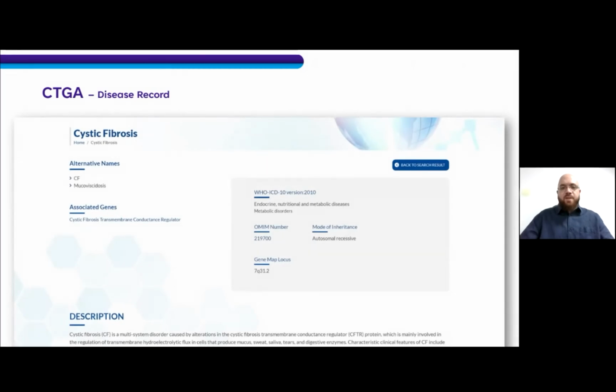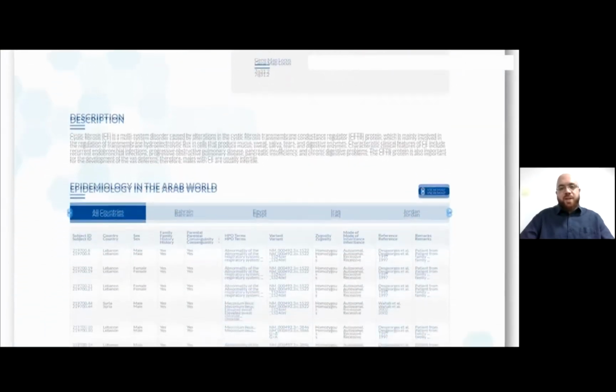All right, so here's a typical disease record. The page starts off with a brief classification of the disorder, including items such as second names and mode of inheritance. This is followed by a short description of the disease derived from OMIM. You'd also find the gene that's associated with the disease here, which is linked to its own page on CTGA. And the main data in this record can be found in the epidemiology section.